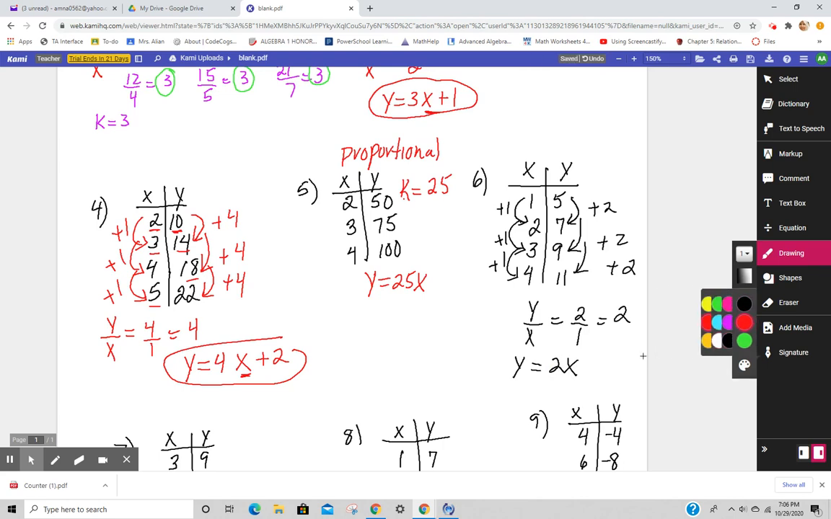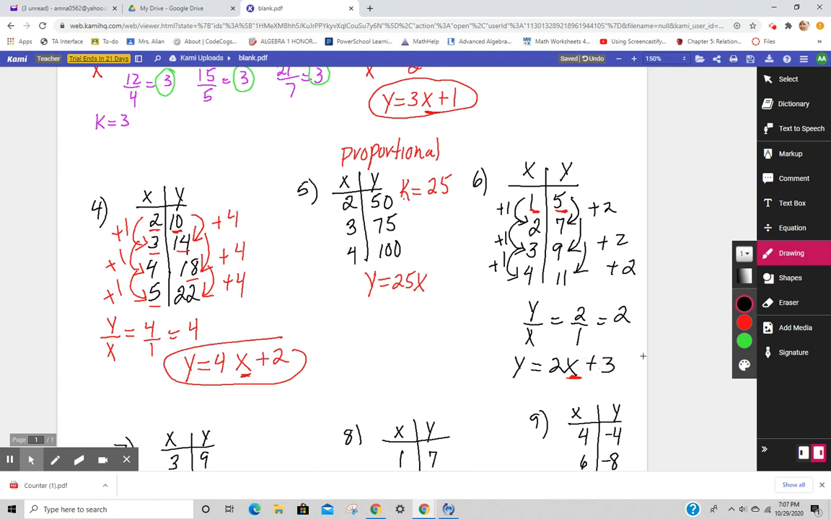We're going to have to add or subtract something. Okay, let's see what we need. So let's replace x with 1. 2 times 1 is 2, but I need to get 5 for my y value. What should I add to 2 to get 5? 2 times 1 is 2. What do I need to add to get 5? If you said 3, that is correct.